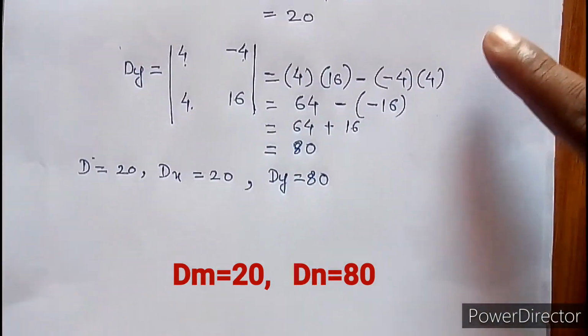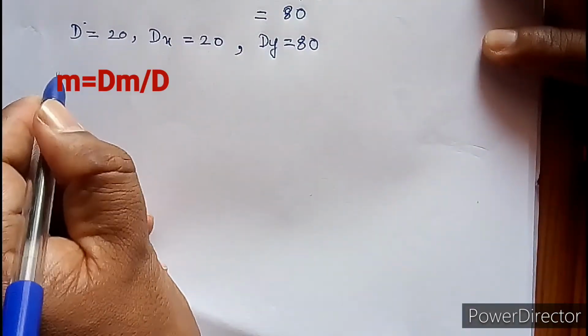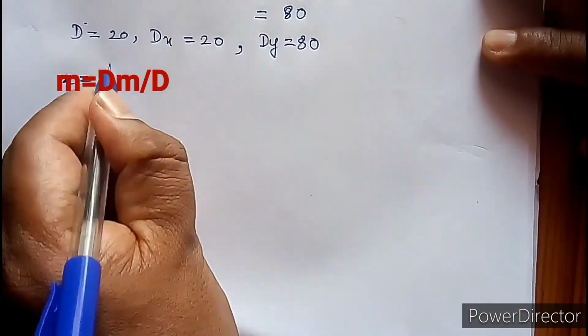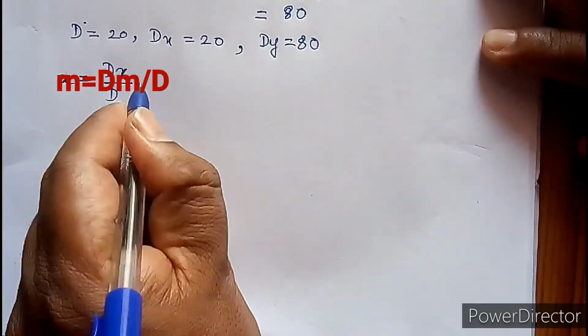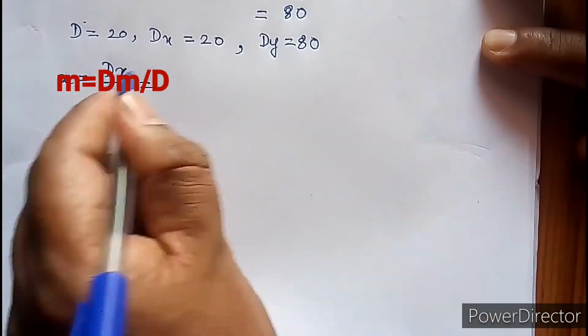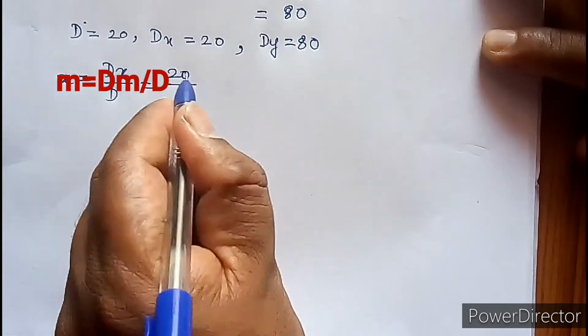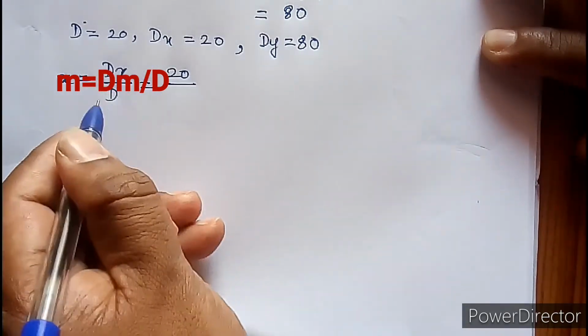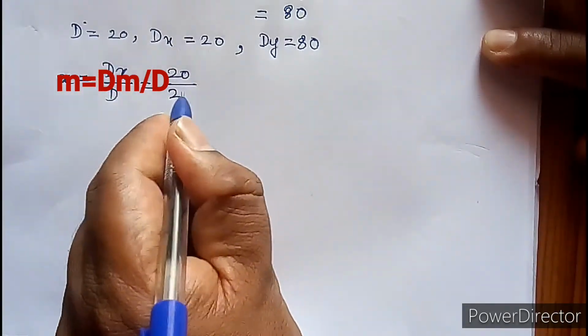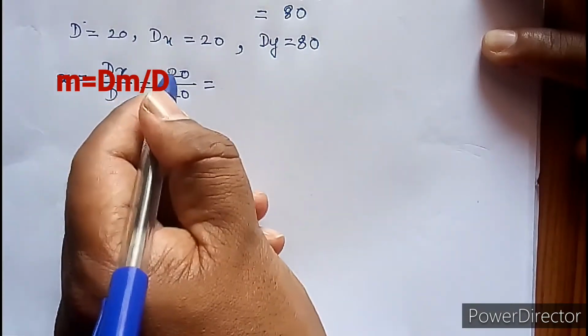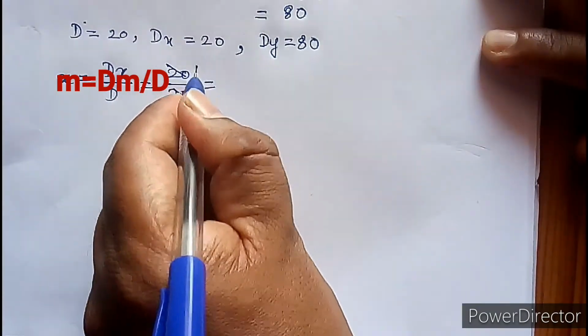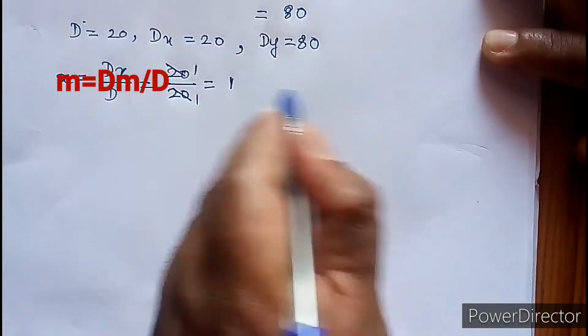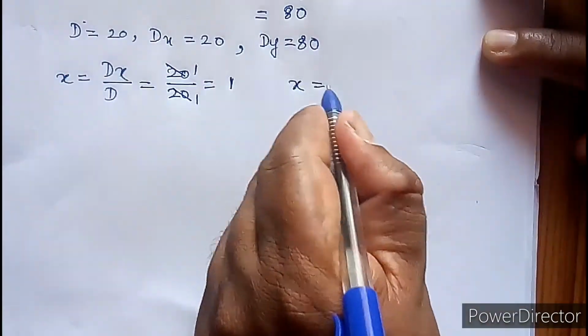Now we have to find the values of x and y. We know the formula for x, that is x equals dx divided by d. Now the value of dx is 20, write down here 20 instead of dx, divided by d, the value of d is 20, write down here 20. Now here 20 is cancelled by 20 one time, therefore 1 divided by 1, answer is 1. We get the value of x equals 1.